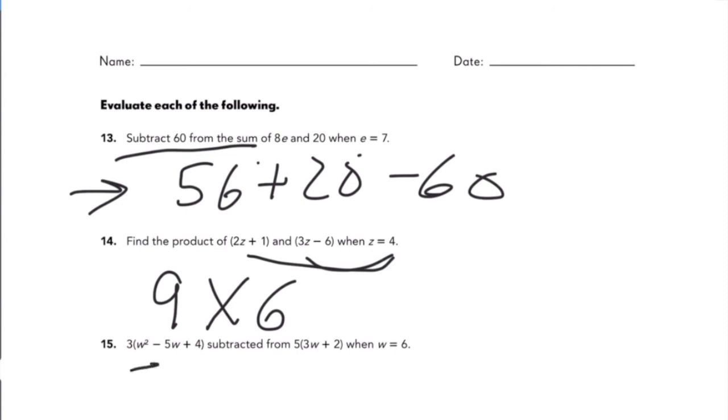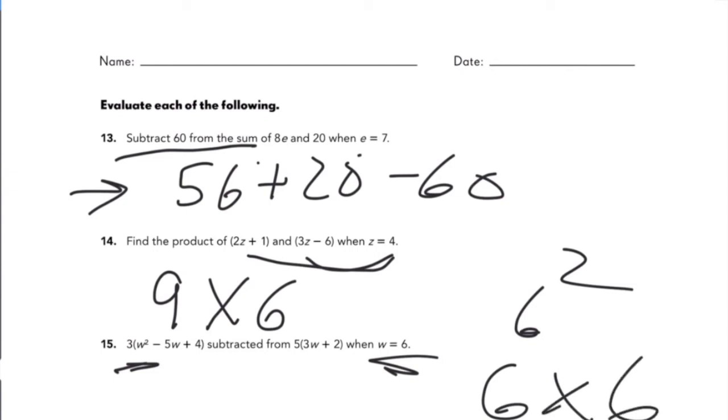Be careful with number 15 because you have w squared. So you should know what a square is. A square is not W times 2. It's not 6 times 2, it's 6 times 6, because square means times the base by itself twice. Okay, so we're not doing 6 times 2, it's 6 times 6. Don't get tricked.